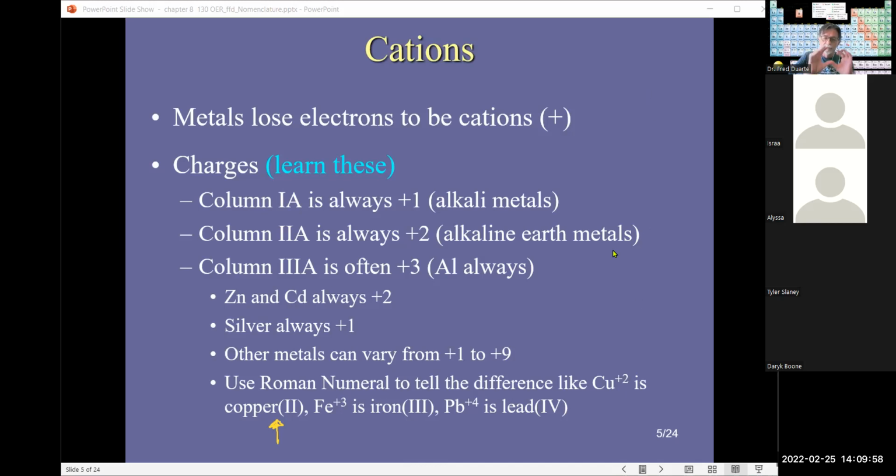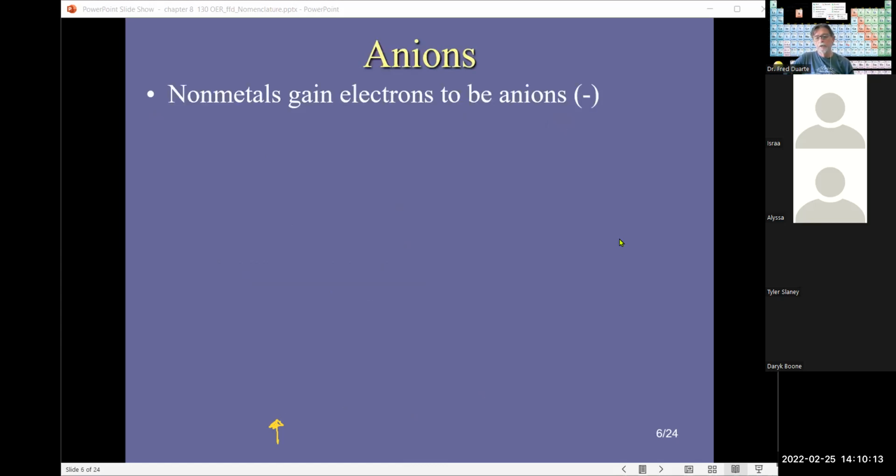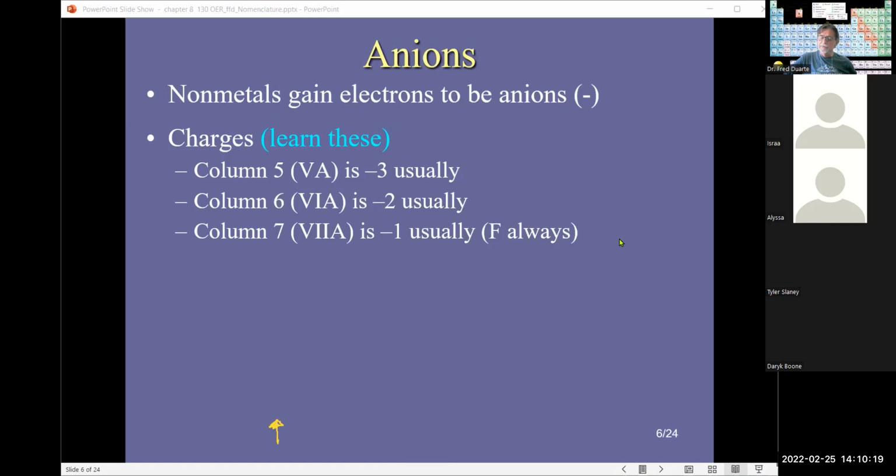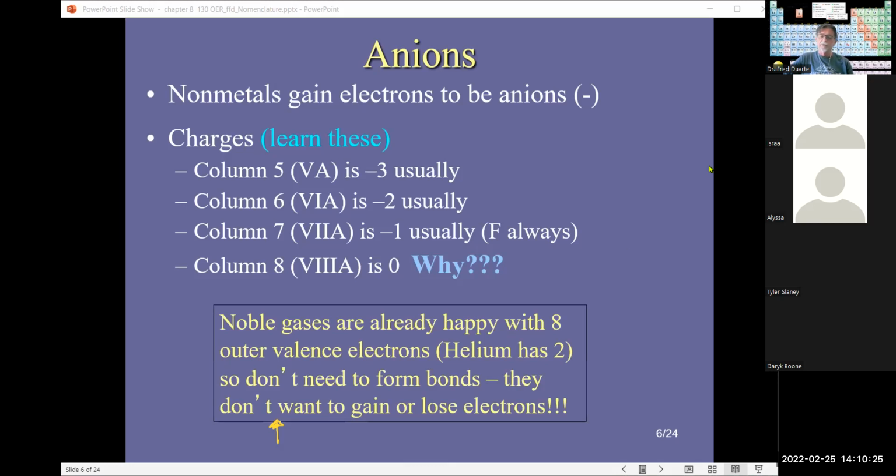Okay, the point takeaway here is this: those 16 elements that you know the oxidation state 100% of the time, no Roman numerals. Everybody else, Roman numerals, okay? Non-metals, obviously they gain electrons. Group 5 have a -3, group 6, -2 oxidation number, and group 7 has -1. Obviously noble gases have a 0, okay?